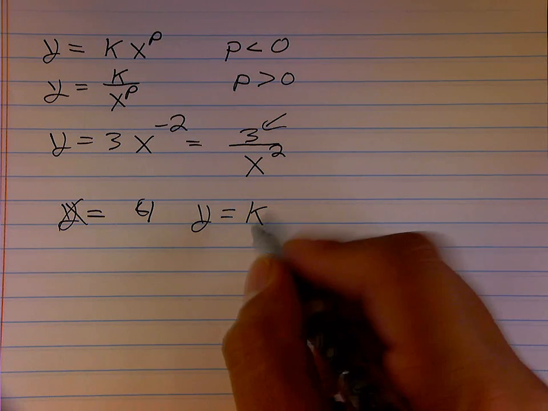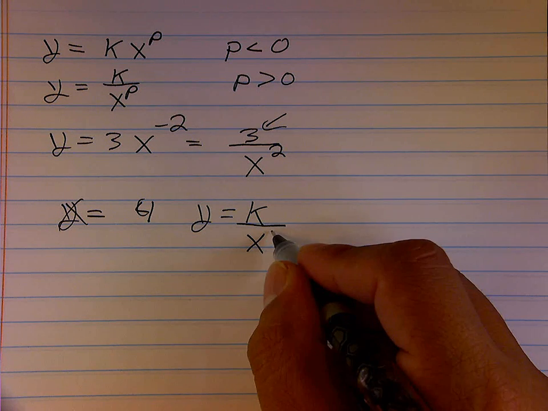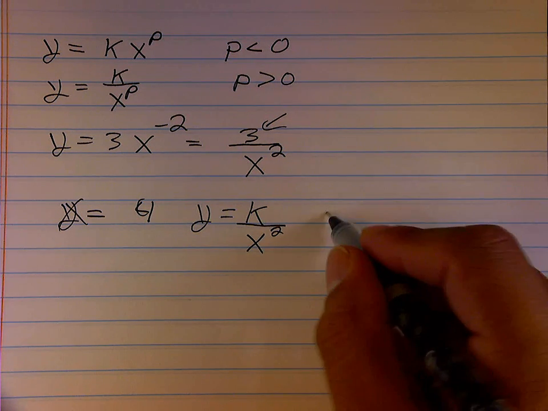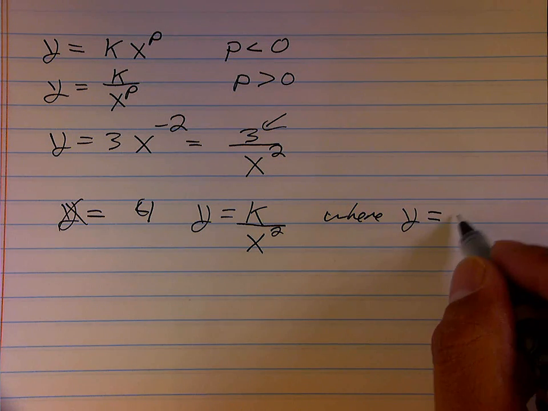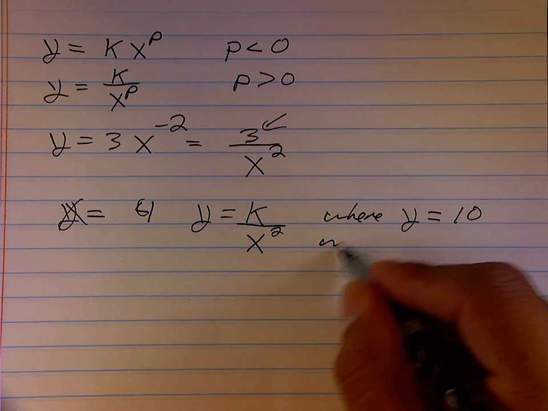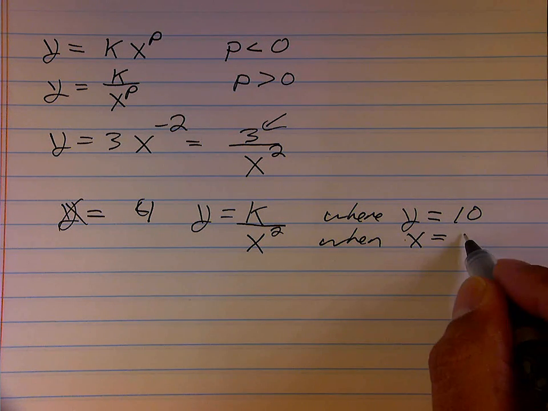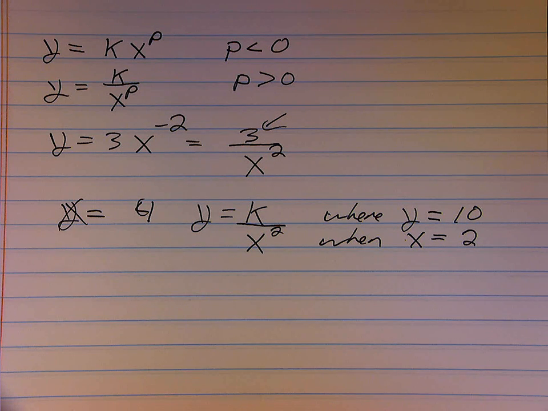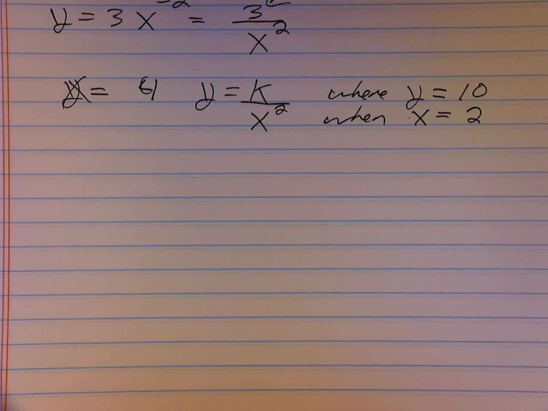Y equals k over x squared, where y is 10 when x is 2. So in this setup, we're going to find our constant of proportionality. So I've got y is inversely proportional to x squared. Let's find k.